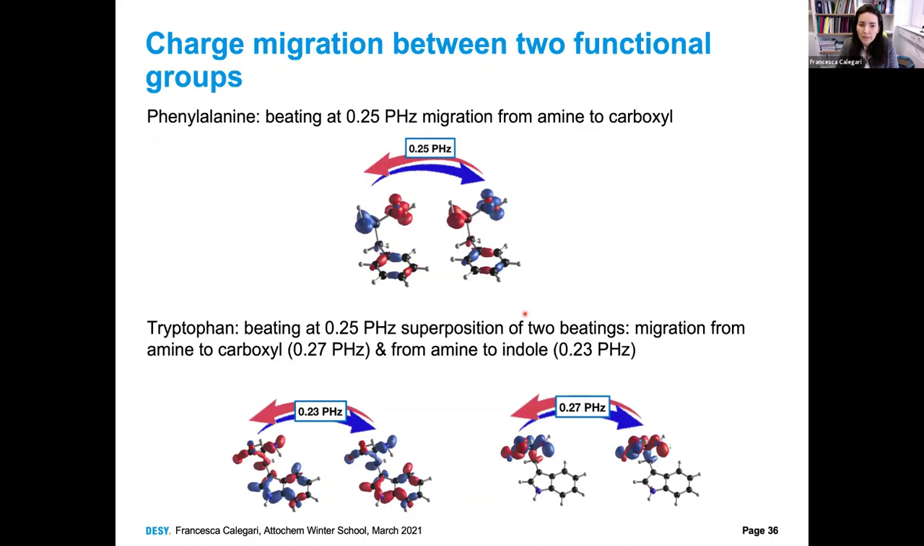The beatings we have identified via theory are basically inducing, in the case of phenylalanine, the main beating resulting in charge migration from the carboxylic to the amino group of the molecule and back in 0.25 petahertz. In the case of tryptophan, the main beating seems to be the superposition of two beatings. One corresponds to the migration from the amine to the carboxylic group in 0.27 petahertz, similar to the phenylalanine case, and the other one from the amino to the indole group of the molecule in 0.23 petahertz. This is the interference between these two beatings, producing the 0.25 petahertz beating observed in the measurement.